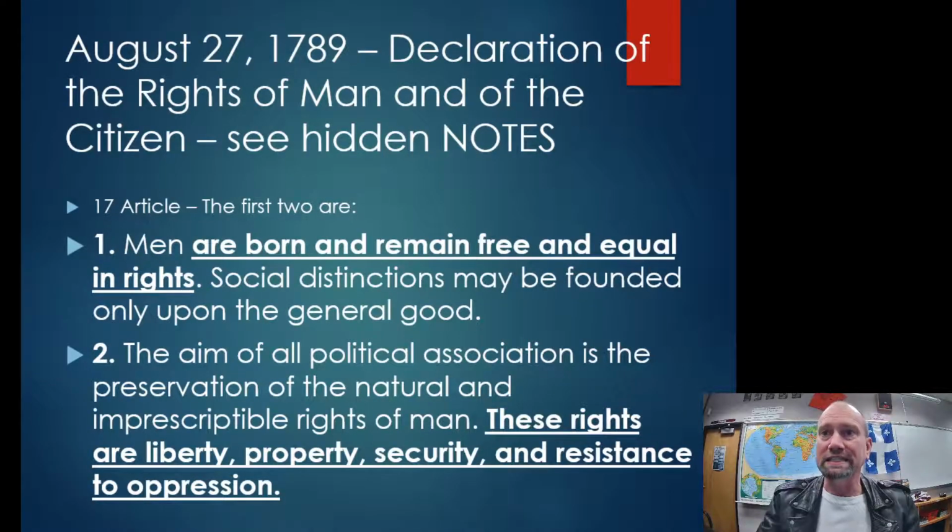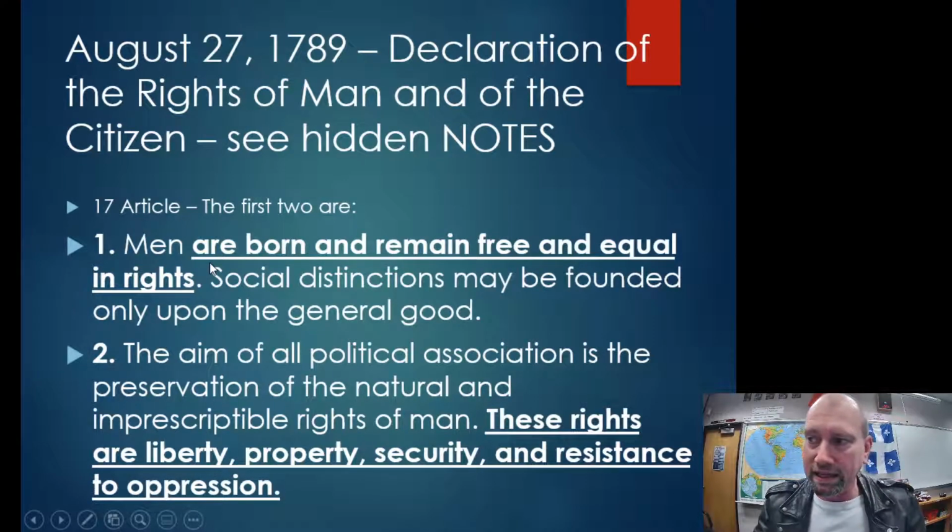Okay, August 27, 1789, Declaration of the Rights of Man and Citizens. This could be one of the most significant aspects of the French Revolution in terms of its trickling effects on the rest of the world. This idea of the Declaration of the Rights of Man. Something key are the ones that are underlined here. So let's take a look at that.